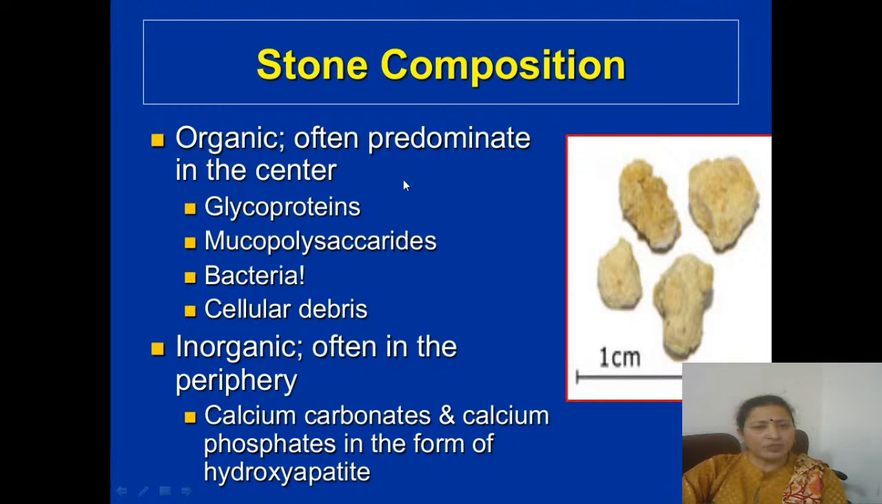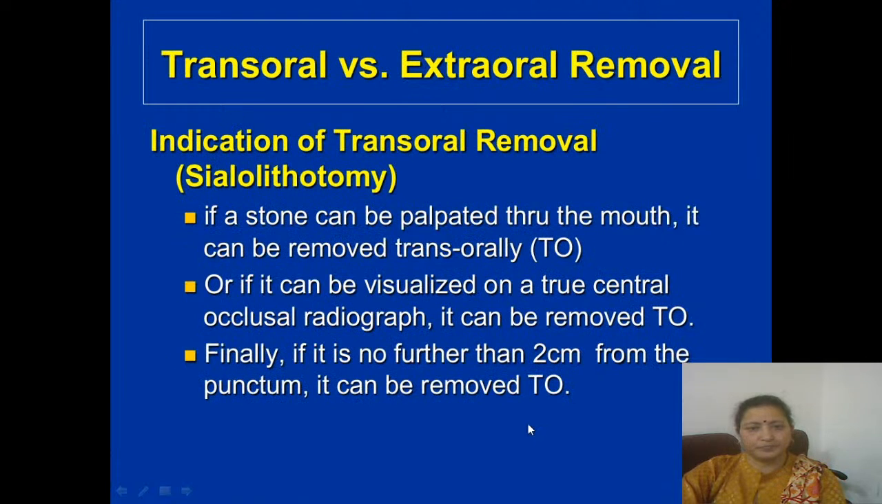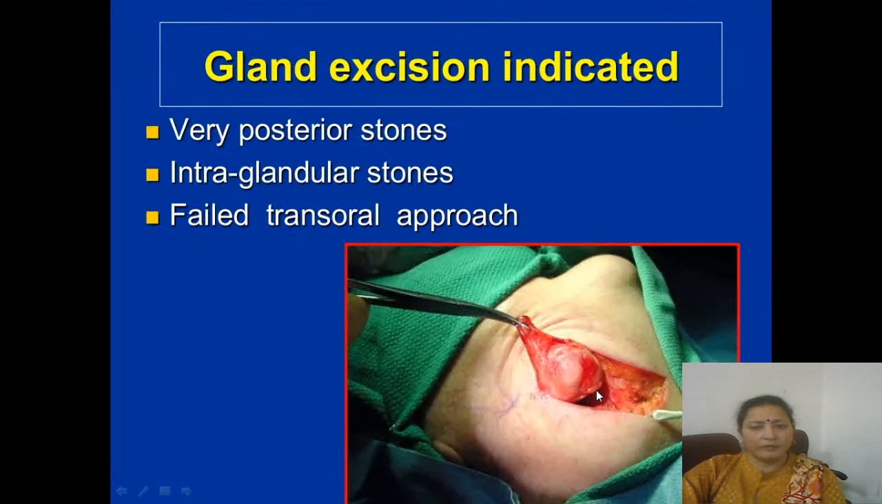We saw the composition. Look at this: the organic material that can form the nidus, and this is the inorganic material that can be the covering part, the peripheral part of the stone. So we talked about whether we should remove it intraorally or externally. Preferred is the intraoral or transoral route, and whether the gland should be removed or not, we have already talked.